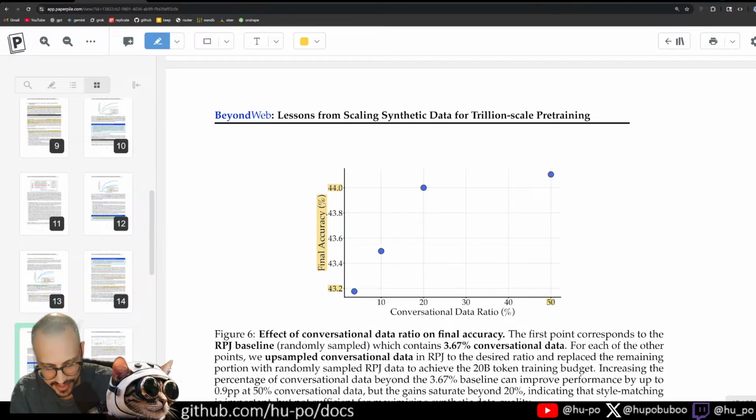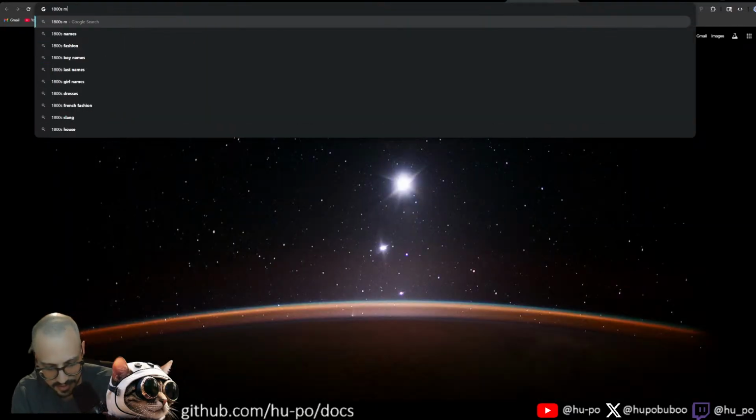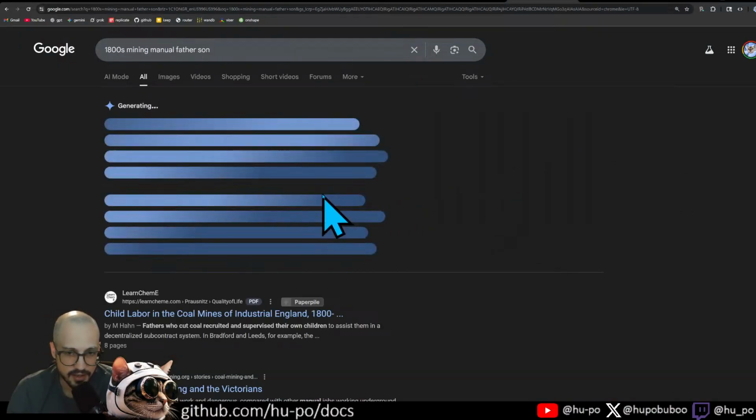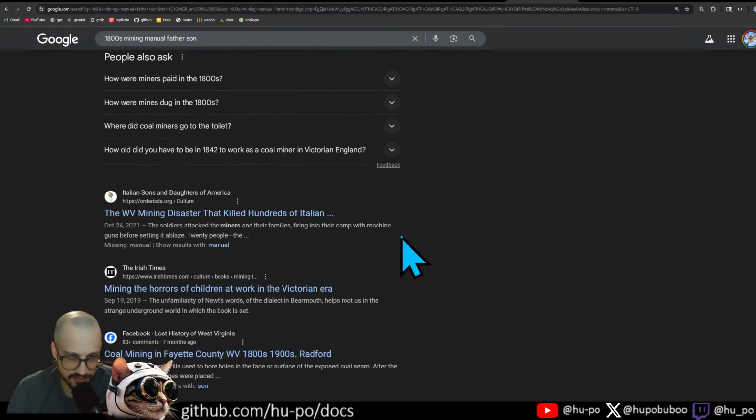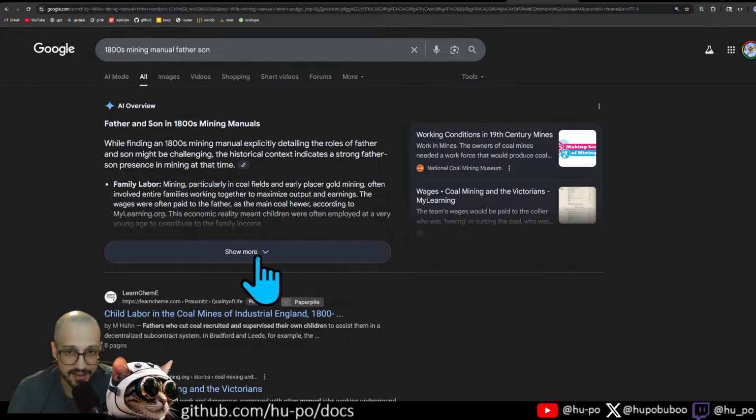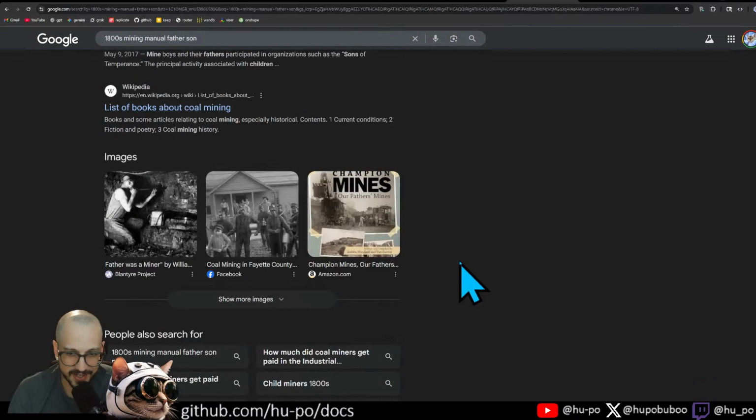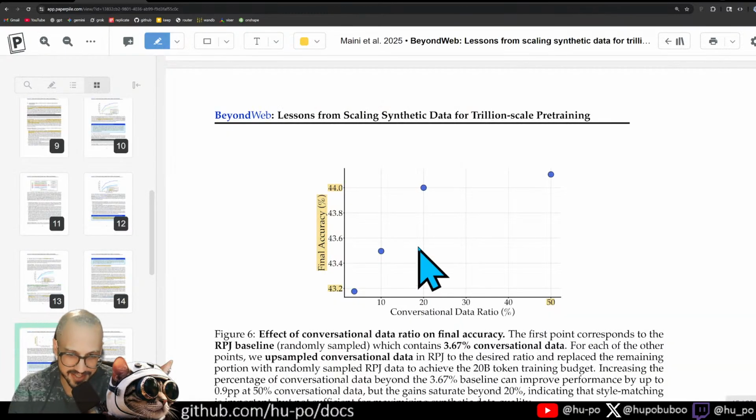Let me see if I can actually find that. Like 1800s mining manual, father, son. I'm never going to find this, but it was a book where the way it was written was just so weird. All right, I'm never going to find that. I won't even try.